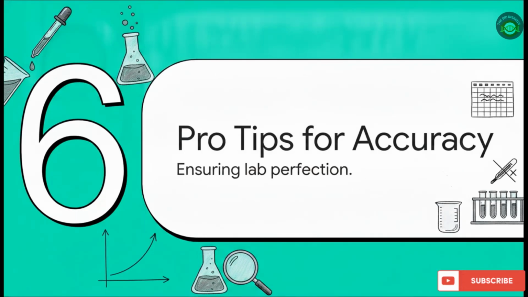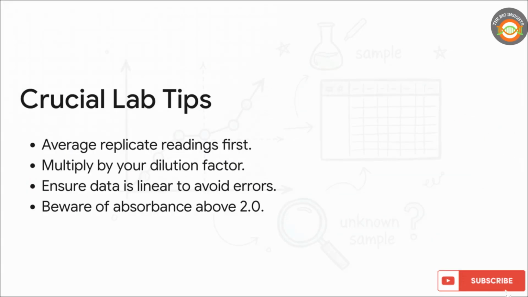Part 6. Pro tips for accurate results, ensuring lab perfection. Okay, listen, a brilliant Excel formula can't fix bad lab procedures, right? So here's a quick summary of actionable tips to make sure you don't just get an answer, but you get the right, scientifically valid answer. First, always average your replicate readings before you do anything else. Second, if you diluted your sample to get it to read properly, do not forget to multiply your final answer by the dilution factor, like multiply by 2 for a half dilution.